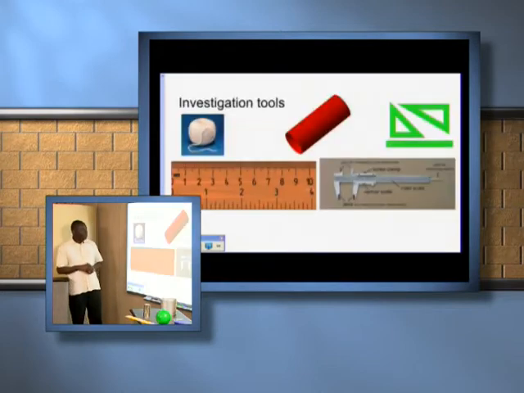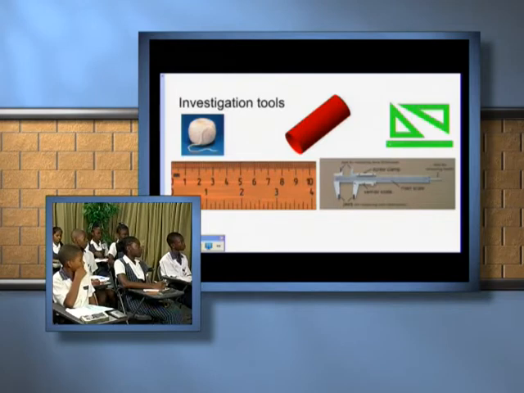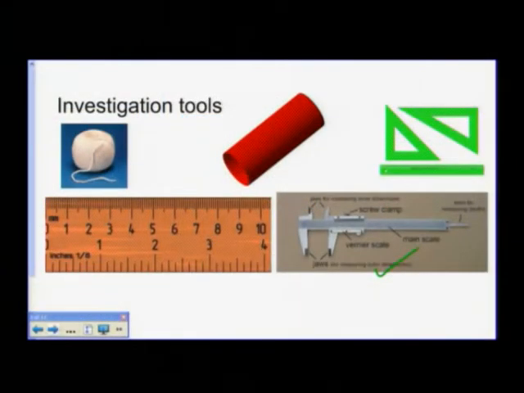So, what do we need? We need some tools to carry out our investigation. We can get some string, as we see here, and a cylindrical or spherical object, any object which we want to find the circumference and diameter of. We have a set of instruments there, the set squares, rulers, and so on. And then down here, we have the vernier caliper. But most of us wouldn't have a vernier caliper in our homes. We would most likely have our instruments in our homes.